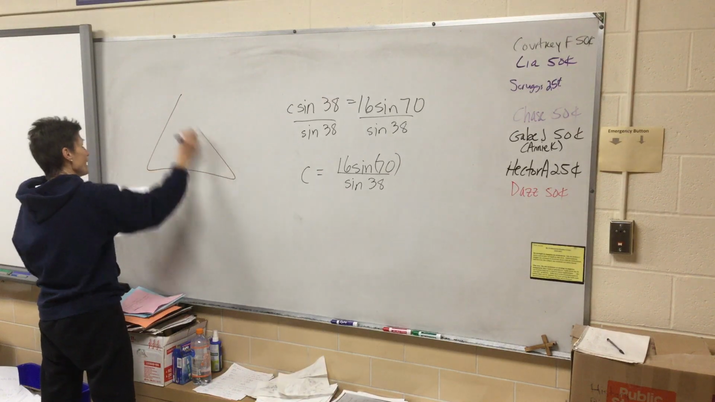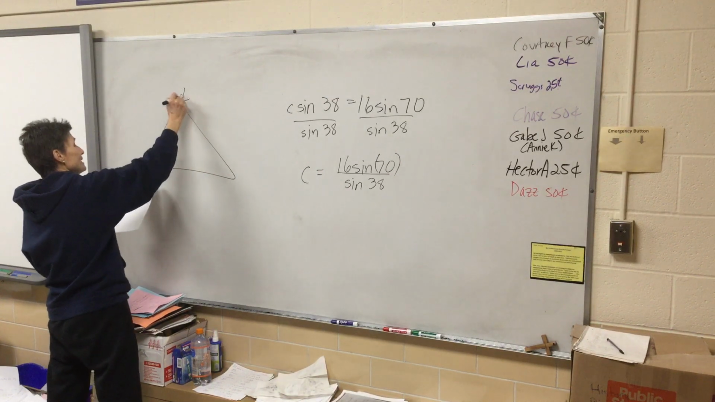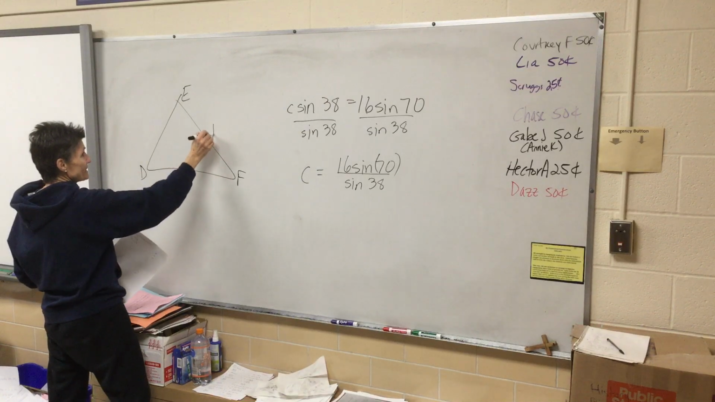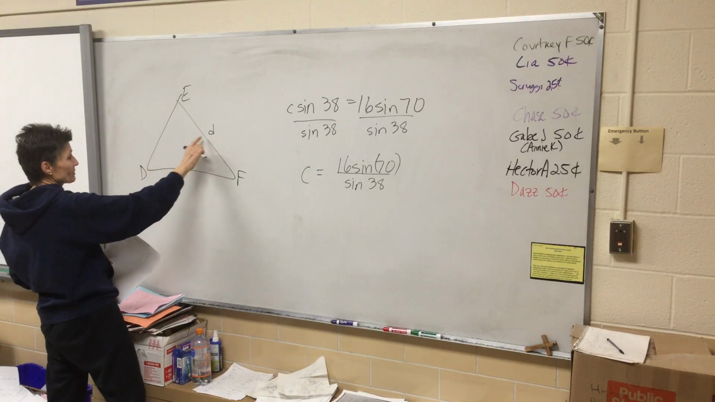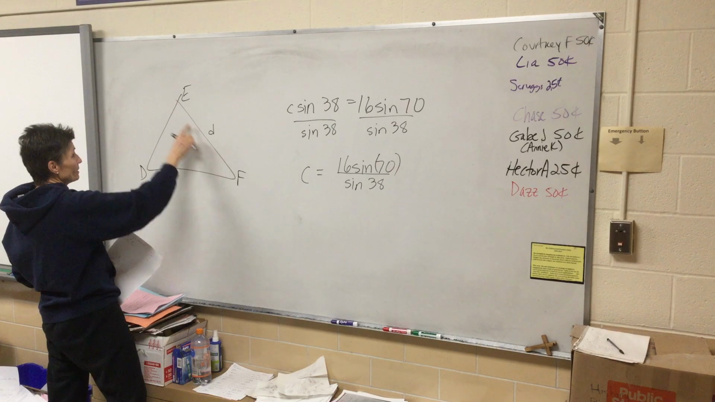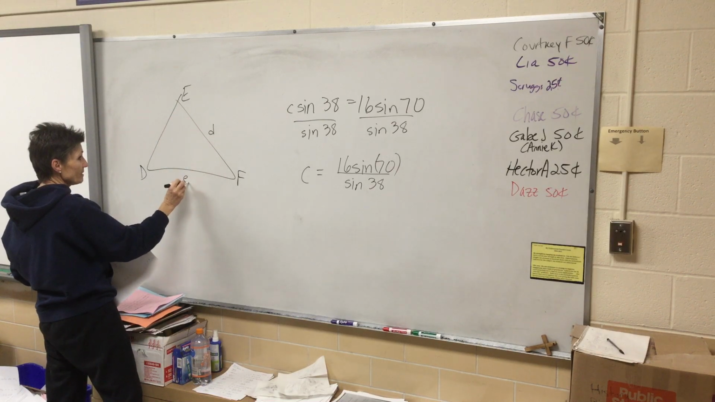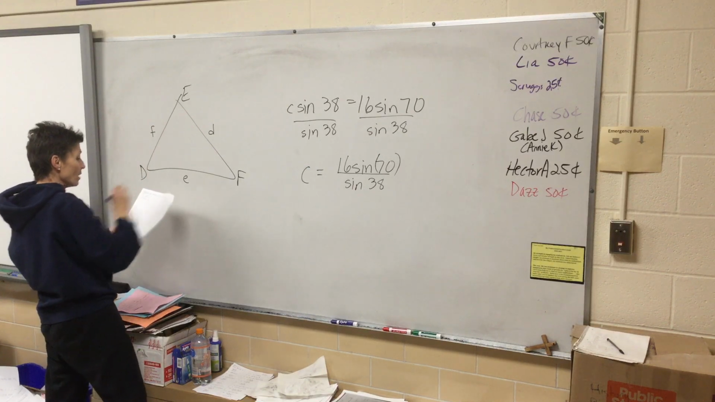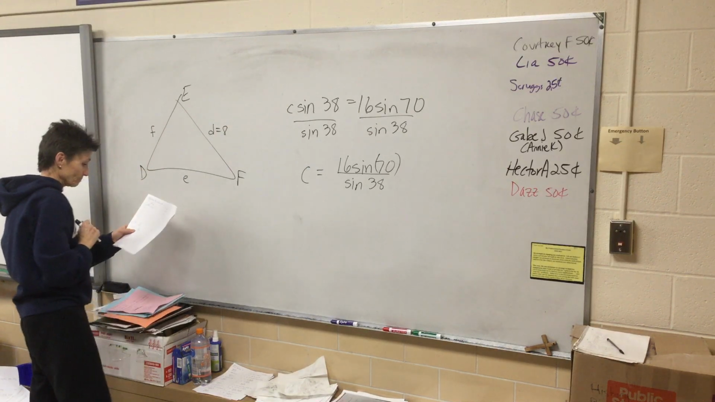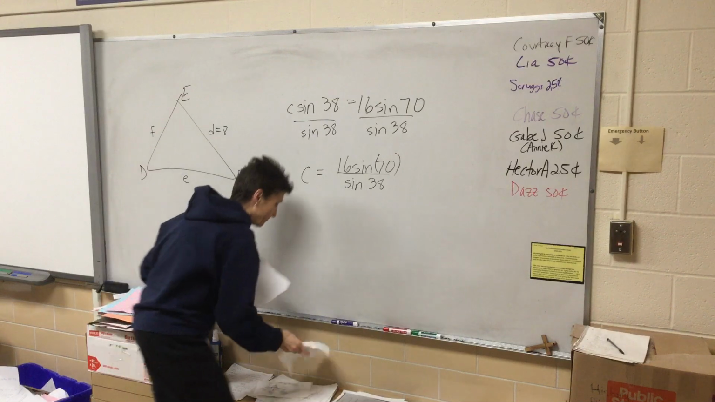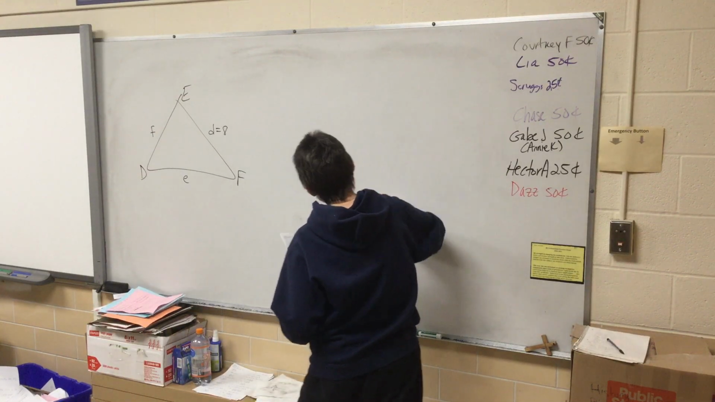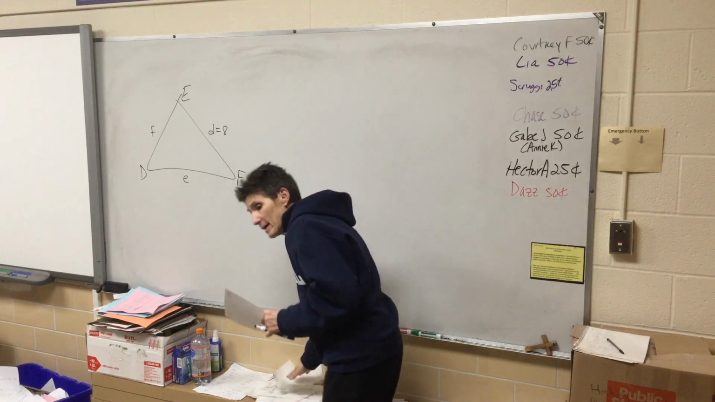Let's look at problem B. Here we go. Now we have triangle DEF. So this will be side D. If you're confused, look up here. This is going to be side D. This is going to be side E. And this is going to be side F. And we know that D is 8. Is there anybody that has a question about the labeling of that triangle?